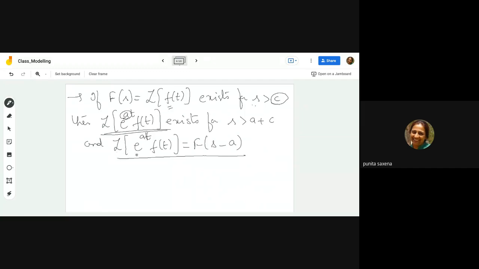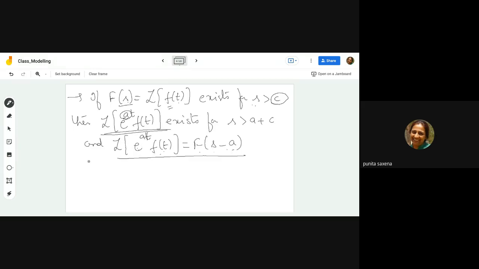Not only this, the Laplace transform of e to the power at f(t) is actually F(s minus a). What was F(s)? The Laplace transform of f(t). So what is happening? You are just replacing your s by s minus a in this capital F, and that happens to be the Laplace transform of e to the power at f(t).